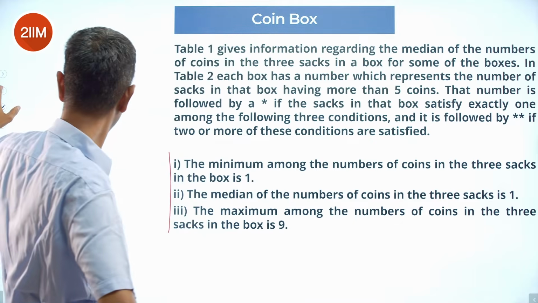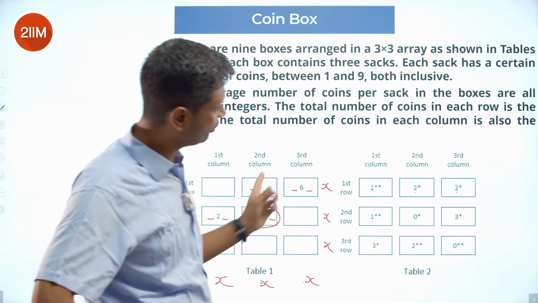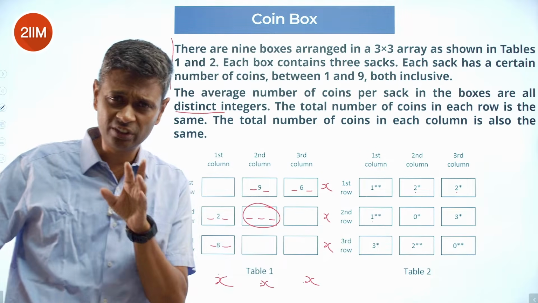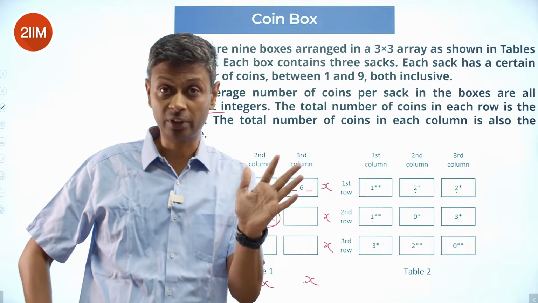And so look at it here. All of them have 1 star, at least. So at least one of these 3 conditions is satisfied for everything.